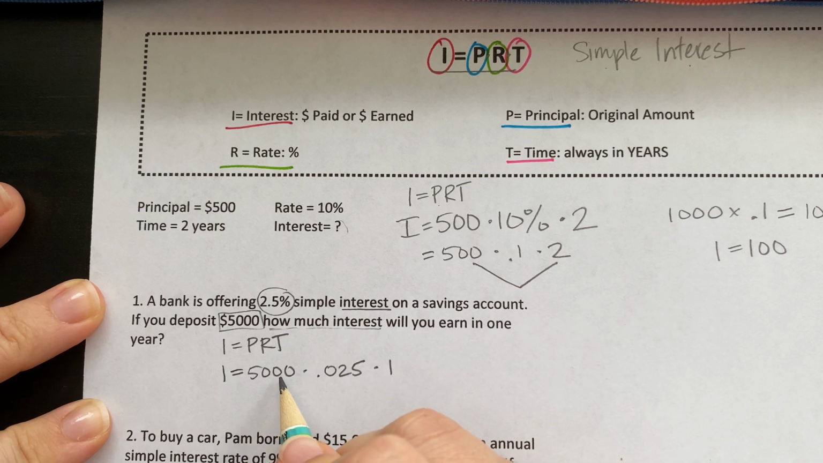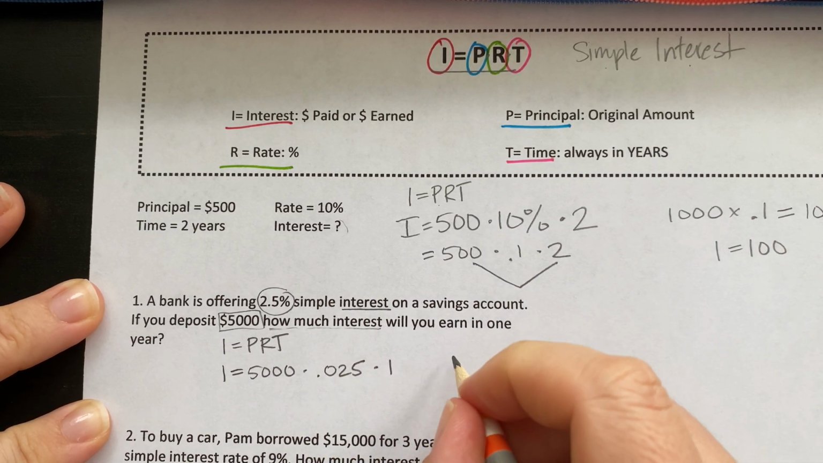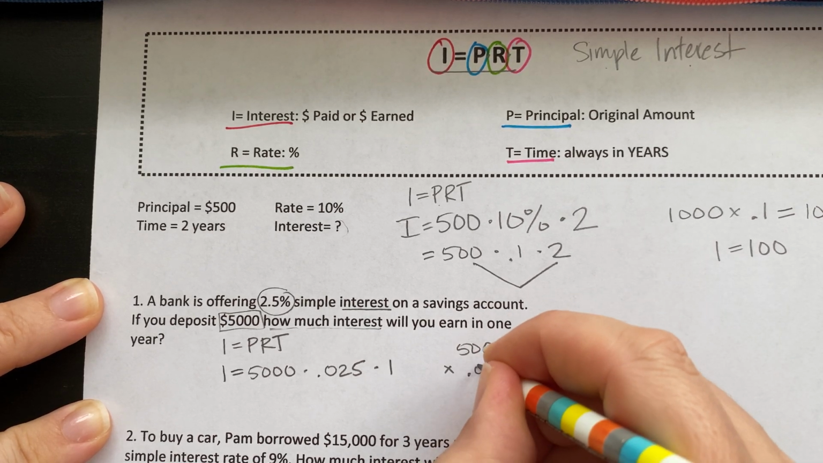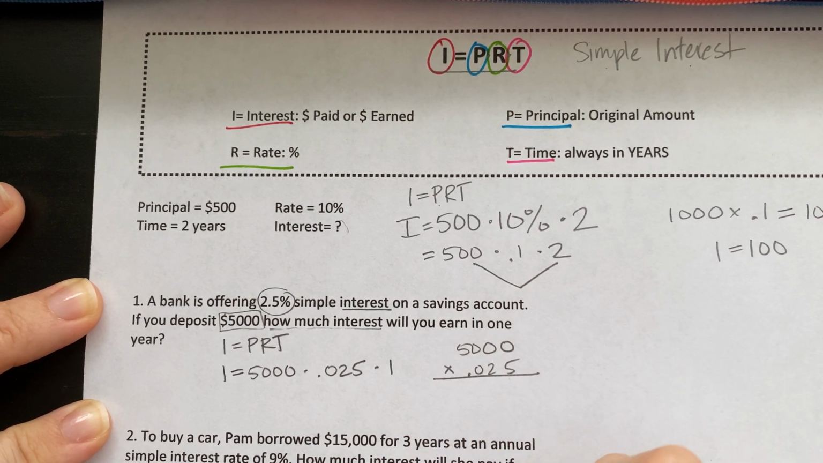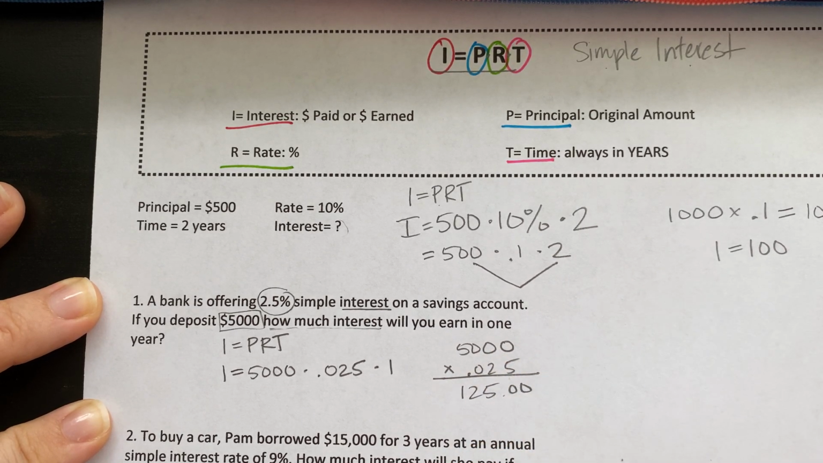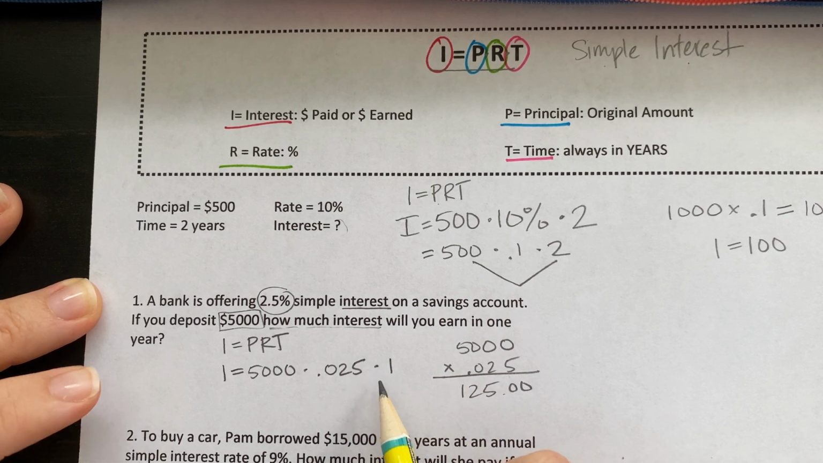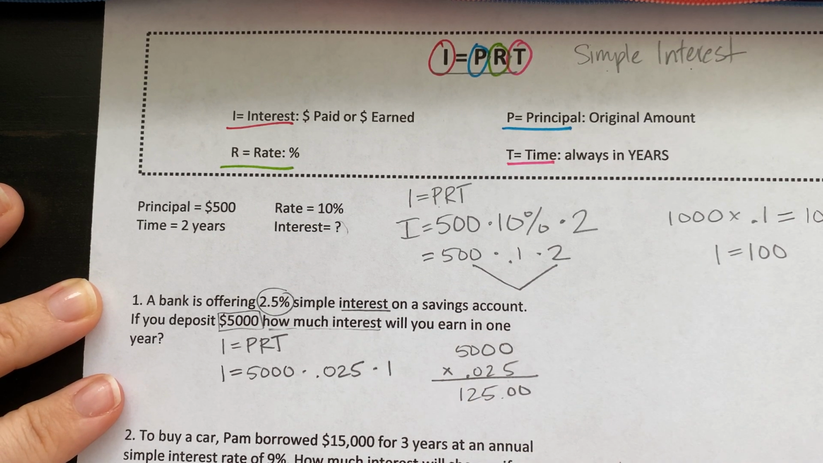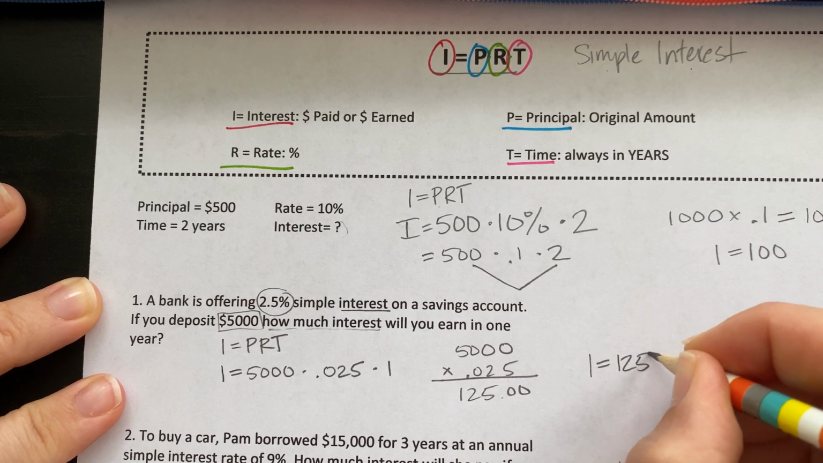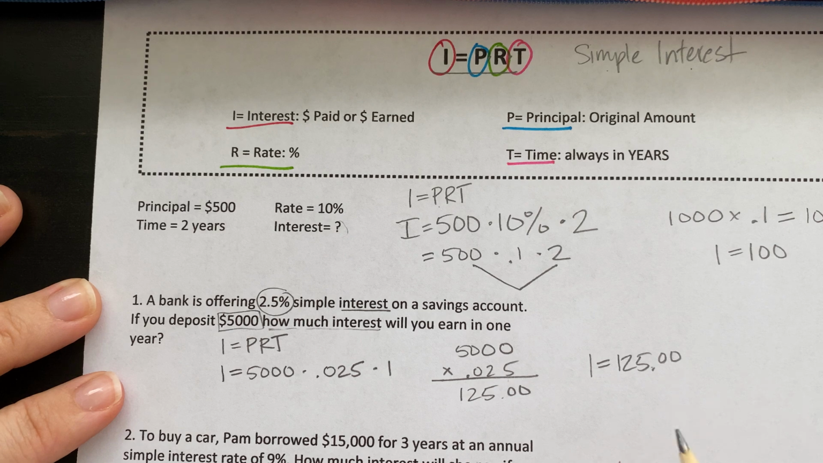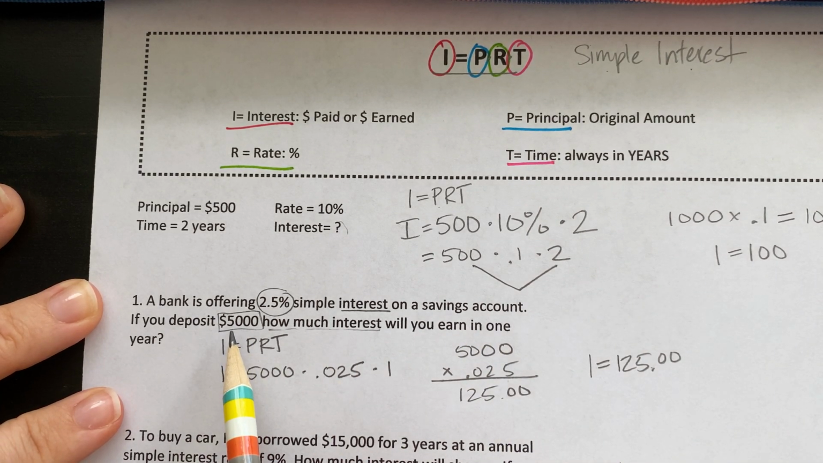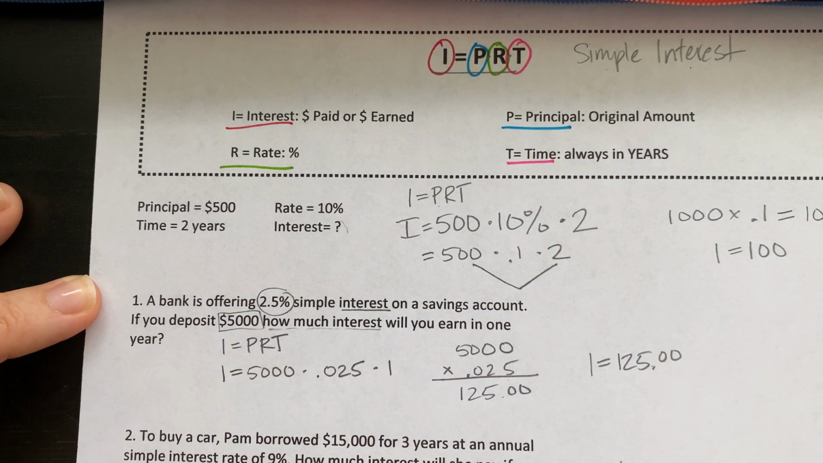Okay, so I'm just gonna multiply those two guys, 5,000 times 0.025. And when you do that, you should end up with $125. Now I still need to multiply that by 1, but it's just the same number, so no need. So in this case, your I equals $125. So you earned $125 on this savings account where you initially deposited $5,000. Not too bad for 1 year.